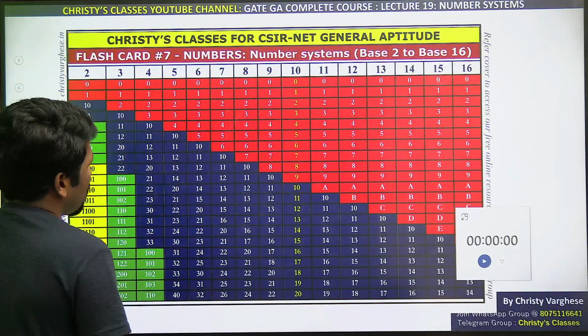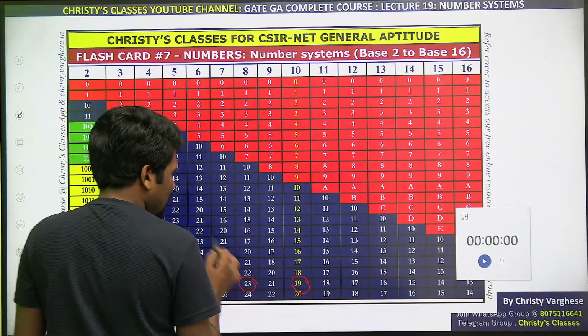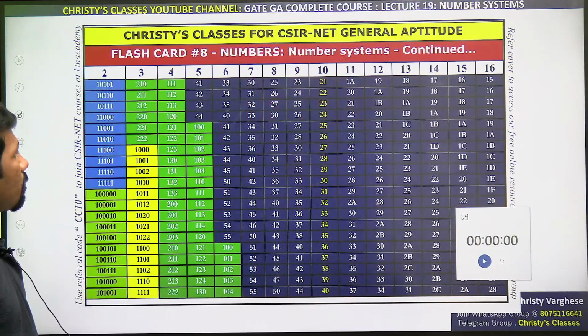So look at this in this list also. 19 in base 10, 23 in base 8 are same. I will give you more practice, don't worry.